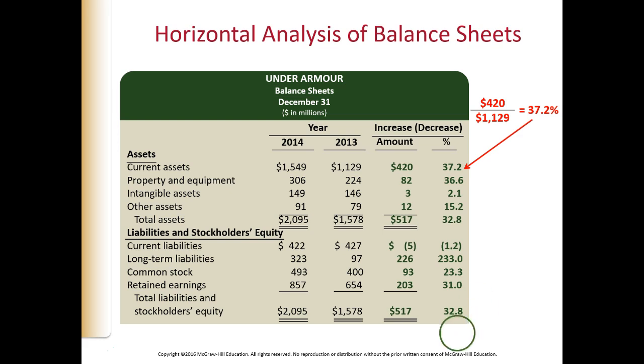One number that really stands out here is long-term liabilities. They went from 97 to 323, a change of 226. They went up 233%. That's a large increase for any account. And you will want to track that down to make sure the number's correct at first, and then make sure that it makes sense. So if they went out and borrowed a lot of long-term debt, then yes, it should go up a large percentage.